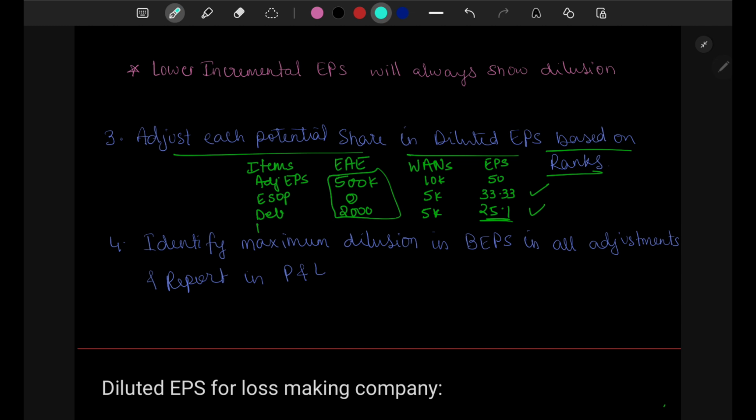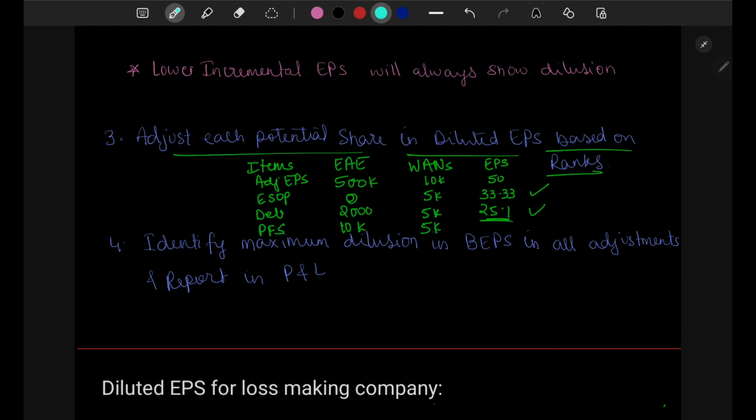And now we'll bring in the preference shares also, okay. So in case of preference shares, what did we see then? We saw that there was potential savings of 10,000 rupees, but there was an increase of 5,000 shares again, okay.